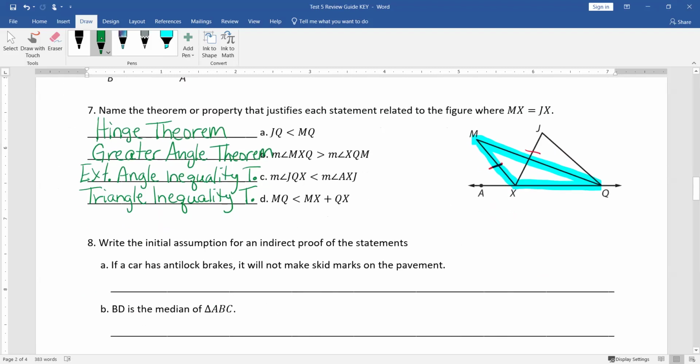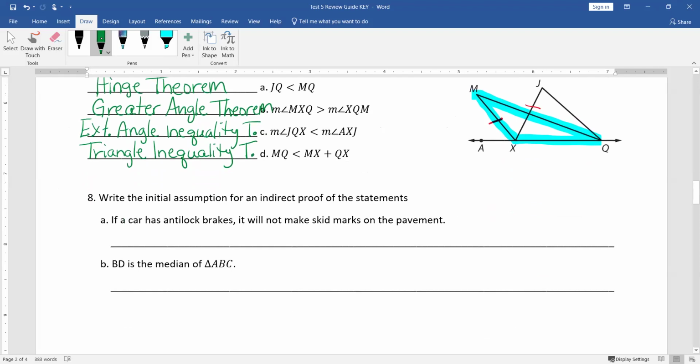All right, so now we're moving into section 5.4, and this is the one related to indirect proof. So if you were struggling with the indirect proofs on the last two quizzes, stay with me. All right, so write the initial assumption for an indirect proof of the following statements. If a car has anti-lock brakes, it will not make skid marks on the pavements. So what does that initial, sorry, your initial assumption takes your conclusion and negates it. So the conclusion here is that the car will not make skid marks on the pavement, and so we negate it.